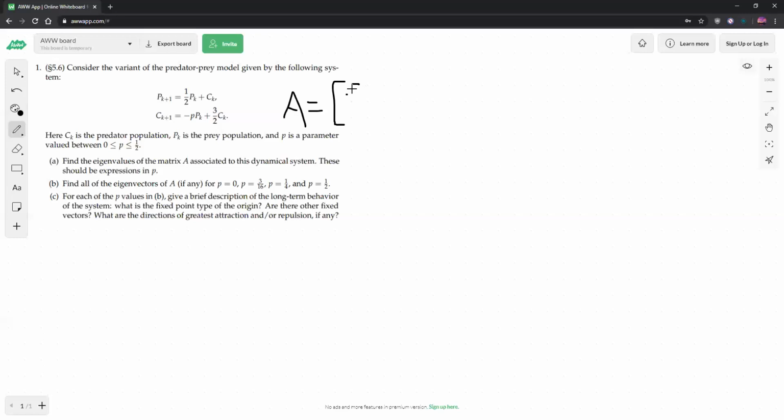So I'm going to convert the fractions to decimals. We're going to have 0.5, 1, negative P, and 1.5 here. All right, so there is our matrix. That's A. We want to find the eigenvalues though. So if we're going to do that, then we are going to have to take the determinant of A minus lambda I. So in this case, we have 0.5 minus lambda, we have 1, we have negative P, and here we have 1.5 minus lambda.